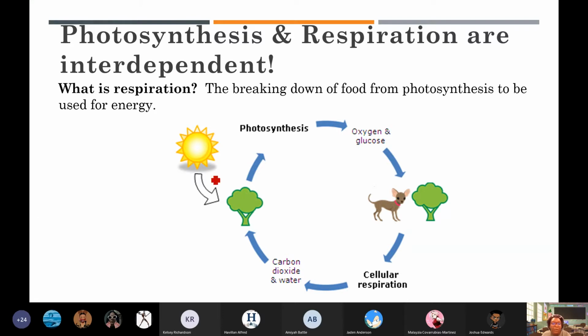We want to make sure we remember that photosynthesis needs carbon dioxide and water. We want to remember that the abbreviations for carbon dioxide and water are CO2, carbon dioxide, and H2O, water. And then, through the process of photosynthesis, it's going to transform into oxygen and sugar.